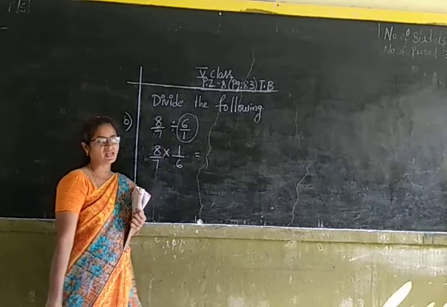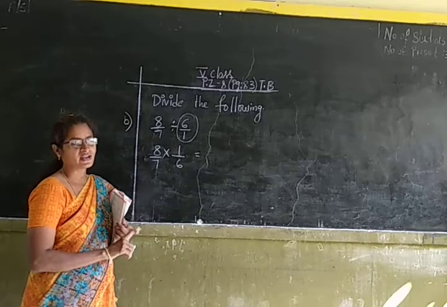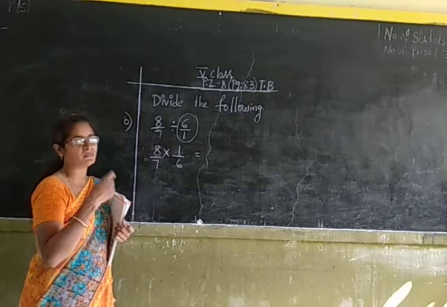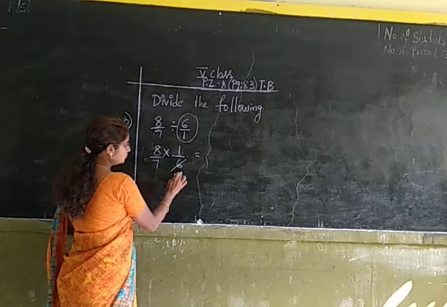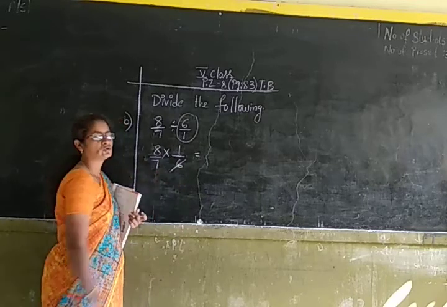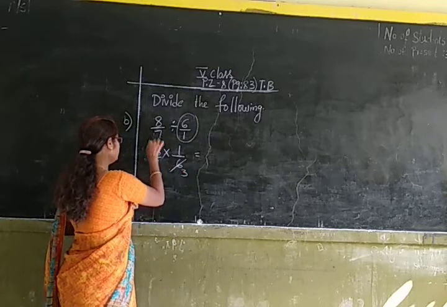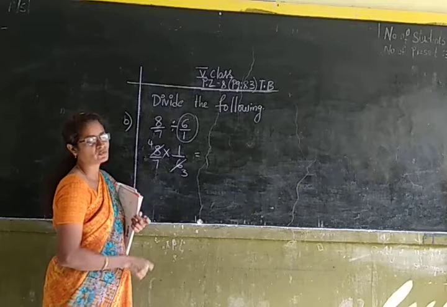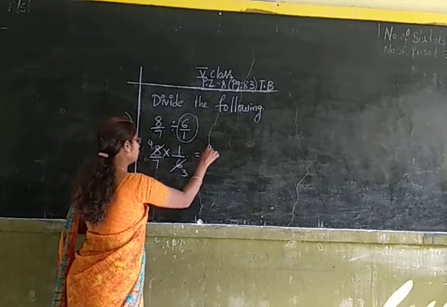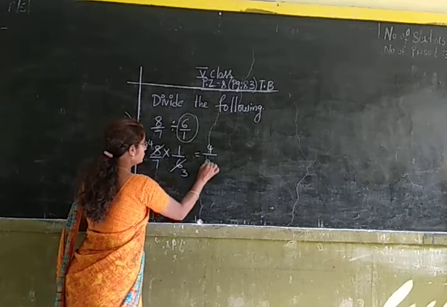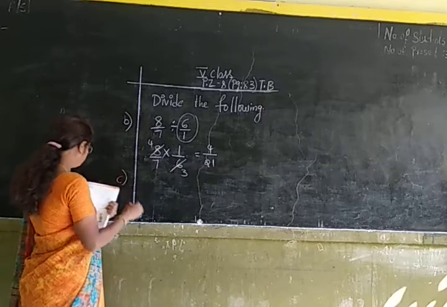Before multiplying, let us reduce the fraction. You can reduce the fraction after multiplication, or you can reduce and then multiply. Here 2 goes in 8 and 6, the 2 table. So 2 goes in 6 3 times and 2 goes in 8 4 times. Now let us multiply the numerator with the numerator and the denominator with the denominator. 4 ones are 4, 7 threes are 21. Okay children? Now let us do the C sum.